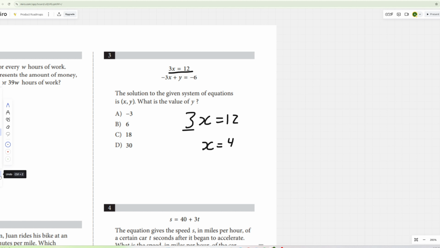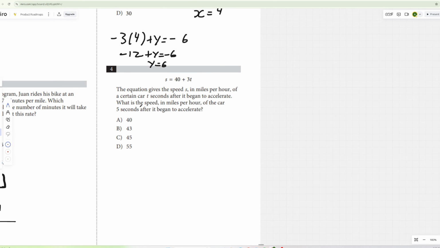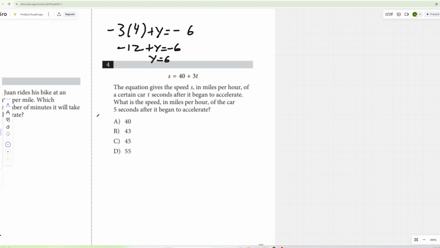Now that I know x equals 4, I can put this into my second equation. So you get negative 3 times 4 plus y equals negative 6. Negative 12 plus y equals negative 6. And then y equals 6. B.